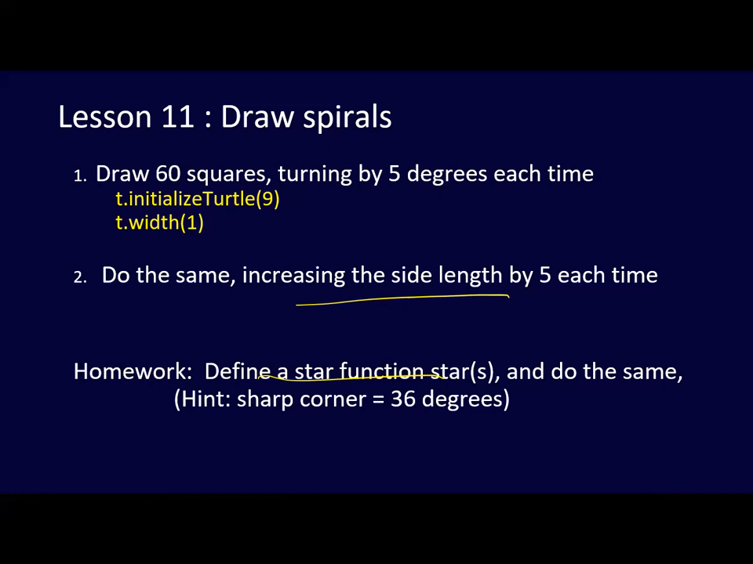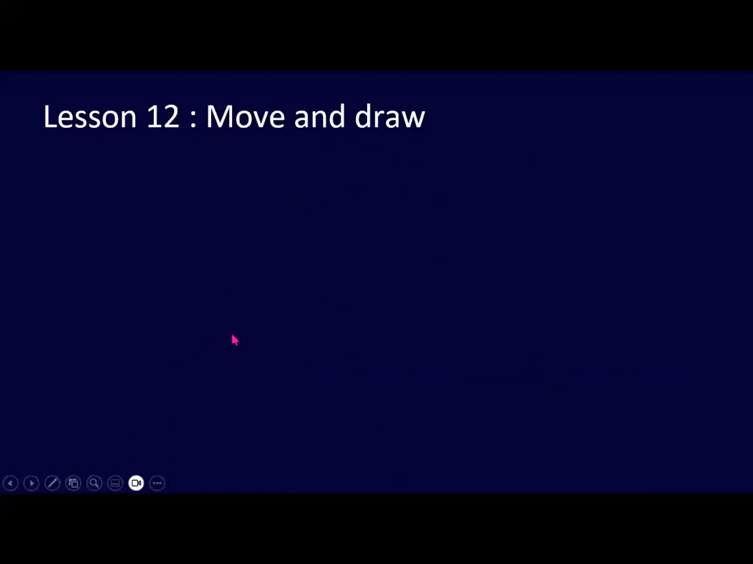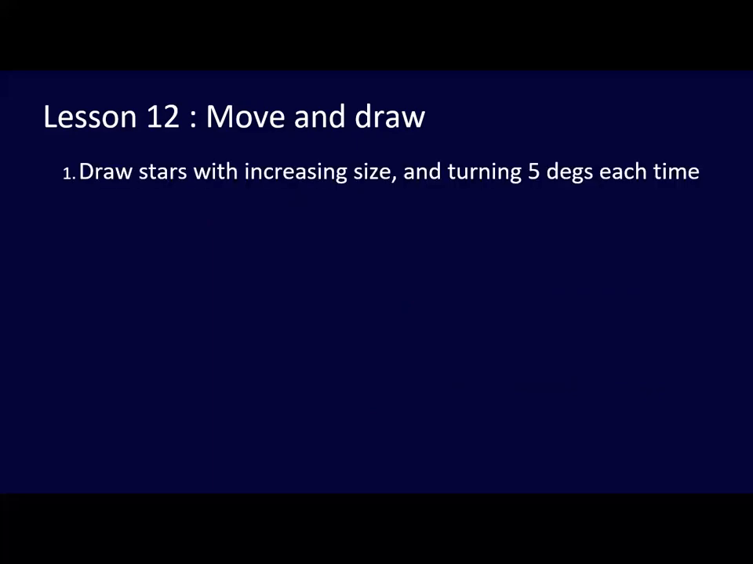In the meantime, let's go to today's work, Lesson 12: move and draw. What is it about? Draw stars with increasing size and turning 5 degrees each time. We did this. Now change color. By the way, we learned to use colors. Change colors in turn: red, yellow, and blue. If you know that, try it yourself after stopping the video.